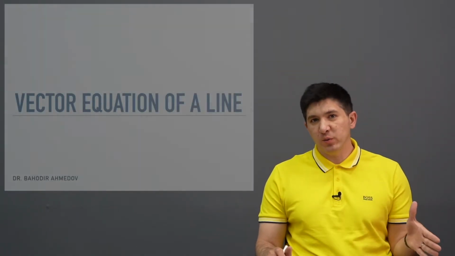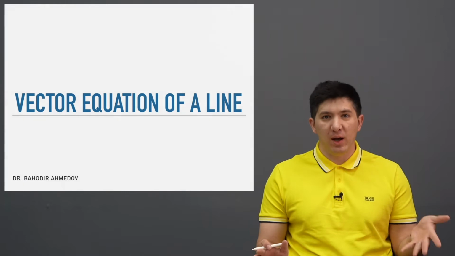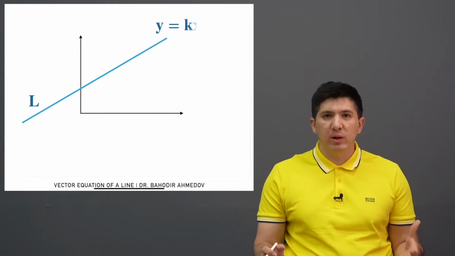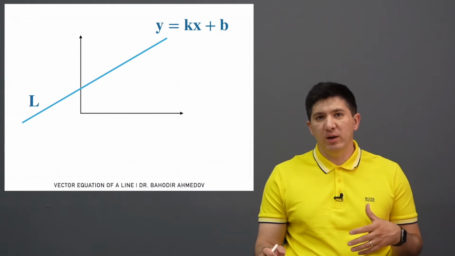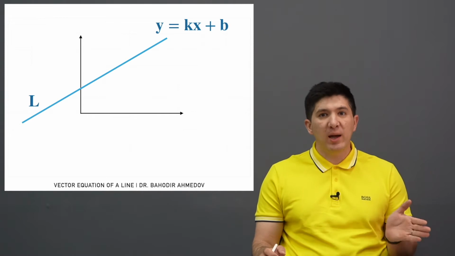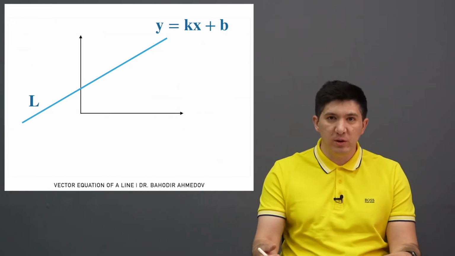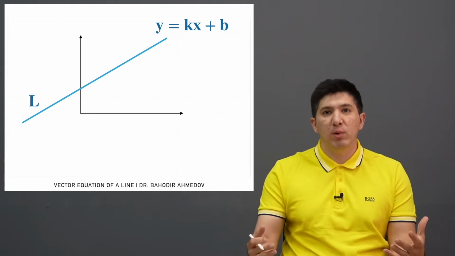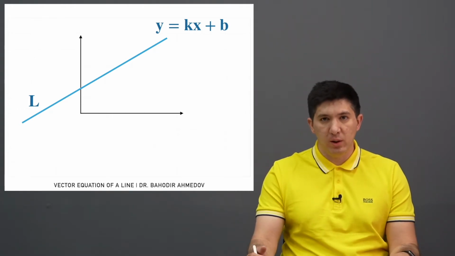In this video lecture, we are going to discuss the equations of lines using vectors. Conventionally, we define the equation of a line as y = kx + b, where k and b are the two parameters of the line, and by just playing with them, we can find the coordinates of the points along the line.